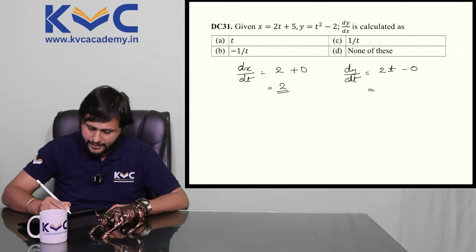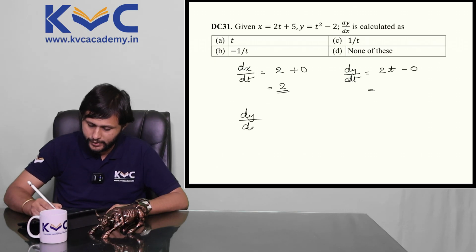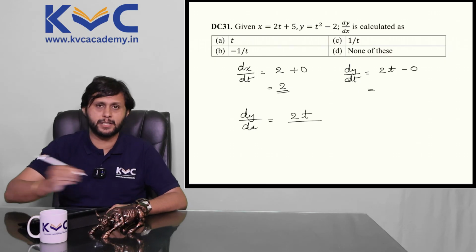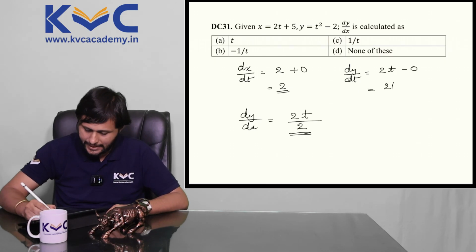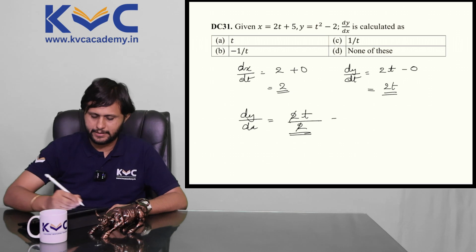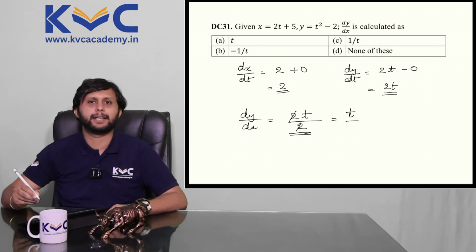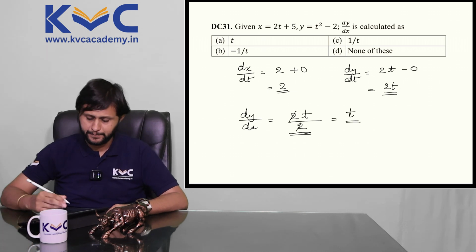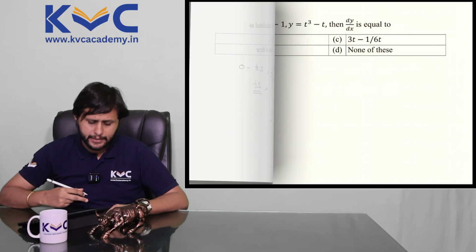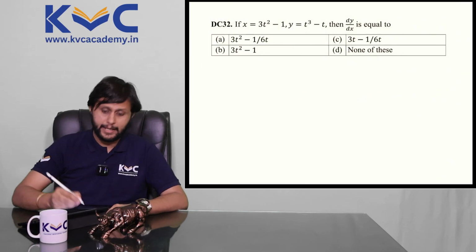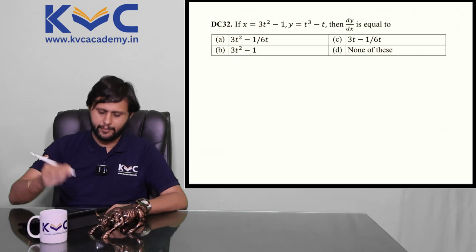What's the final answer now? dy by dx is equal to 2t divided by 2. I've just merged both of them now. 2 cancels. What remains is t. Okay. We'll go to the next question. Question number 32. x is given, y is given. Directly we'll solve it now.